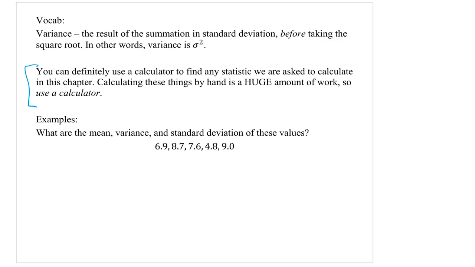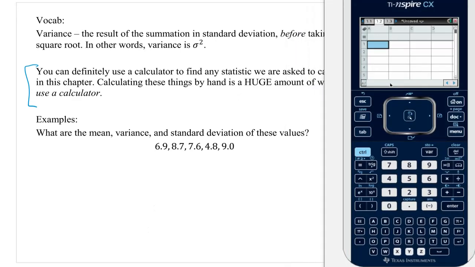So what are the mean, variance, and standard deviation of these values? Well, all we're going to do is plug them into our calculator. In a single list, and you don't even have to label the list if you don't want to, on your calculator. So we're going to type in these numbers: 6.9, 8.7, 7.6, 4.8, and 9.0. And 9.0 is the same as 9, so I don't have to worry about it.